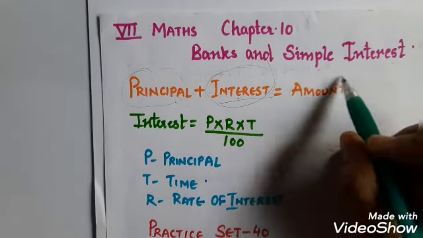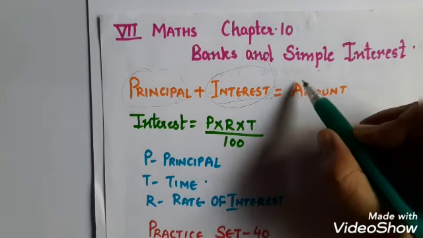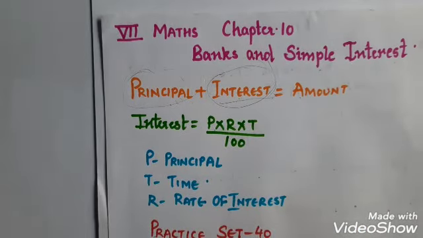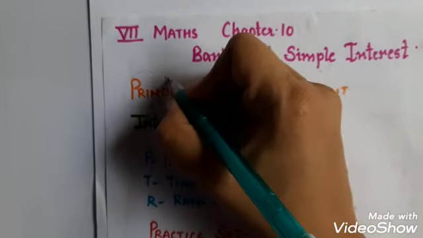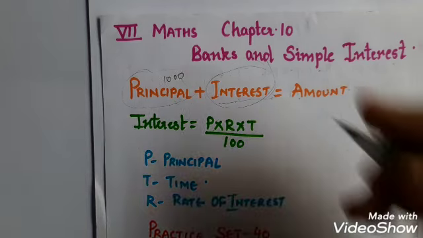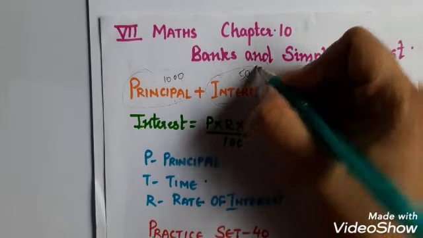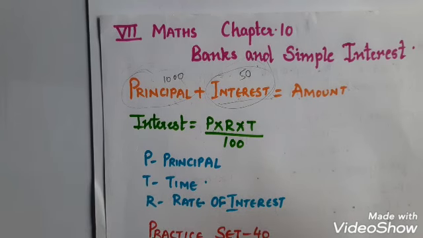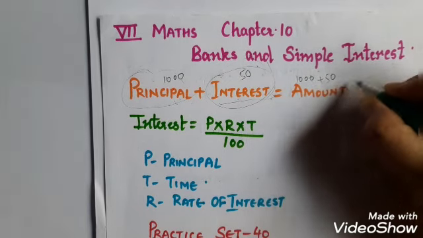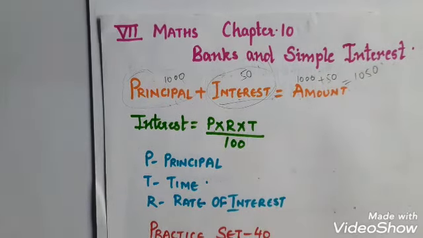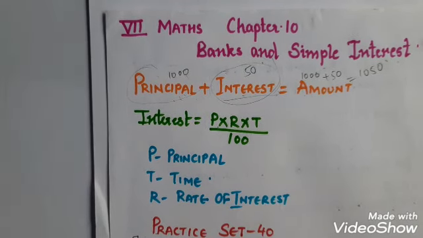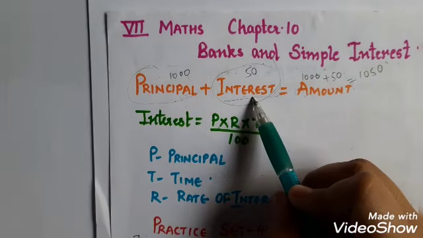And the last one is the amount. What is the amount? Amount means the total amount including the principal and the interest. Suppose you have borrowed rupees 1000 from the bank, and the bank charges you 50 rupees. So the amount is 1000 plus 50, which is equal to 1050 rupees. That is called the total amount. So the formula for amount is principal plus interest.